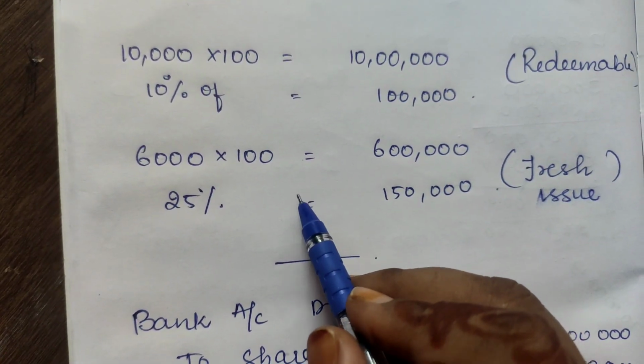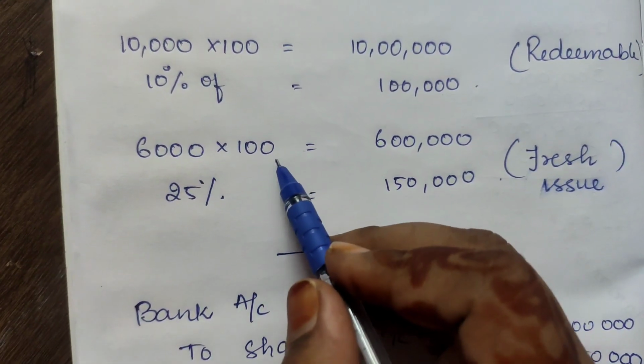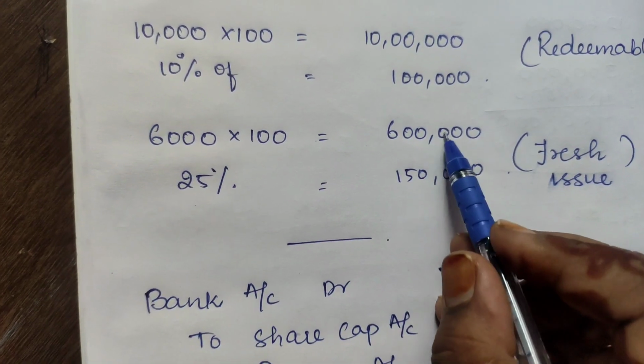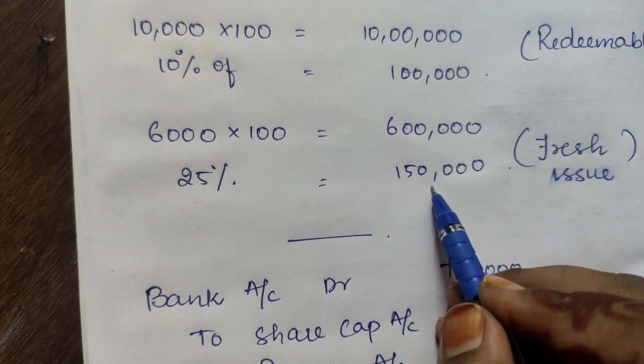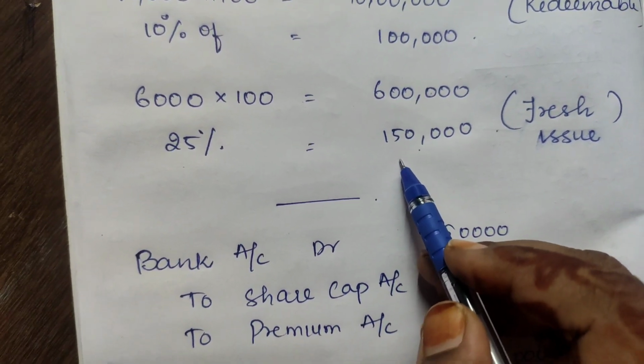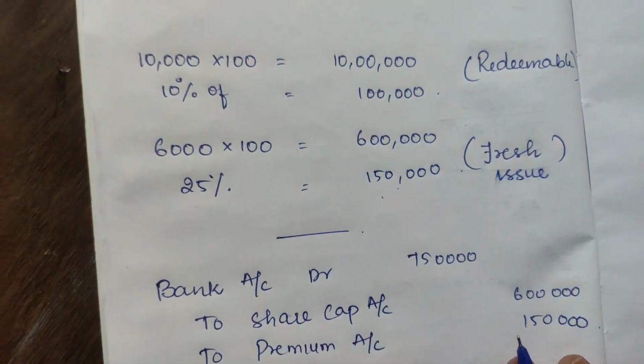There is a fresh issue of 6,000 shares of 100 rupees, which is 6 lakhs, with the premium of 25%, which is 1 lakh 50,000. So we are having a fresh issue of shares worth 7 lakh 50,000. We need to pass the necessary journal entry.